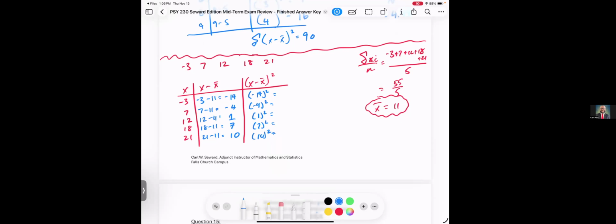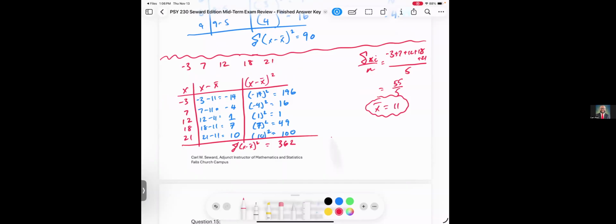So -14 squared is 196. -4 squared is 16. 1 squared is 1. 7 squared is 49. Make sure you have good handwriting, better than my 9. And then 10 squared is 100. Change my color back. So now I know I can get the sum of my deviations squared by adding 196 and 16 and 1 and 49 and 100, you get 362.